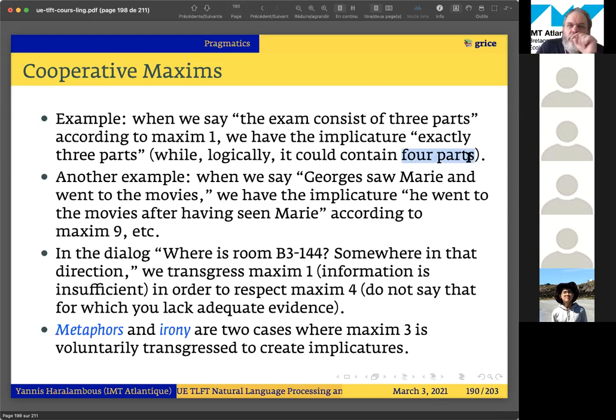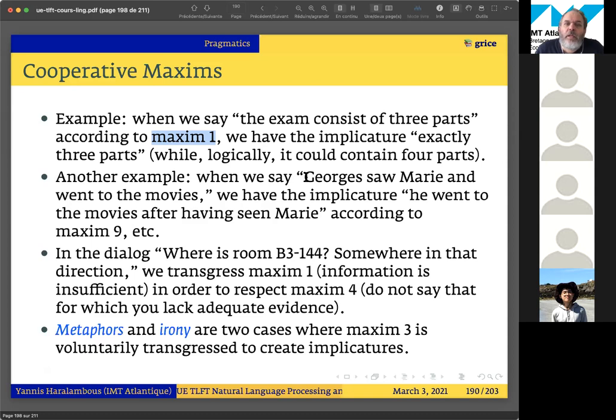If you take first order logic, when something has four parts, then in particular, it also has three parts. So saying the exam consists of three parts is a true sentence, also if the exam in fact has four parts. I'm not saying it has exactly three parts, I'm just saying it has three parts. But thanks to maxim number one, when I say three parts, you understand that I mean exactly three parts.